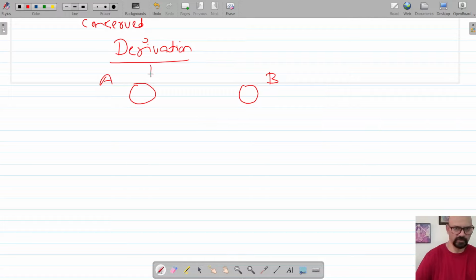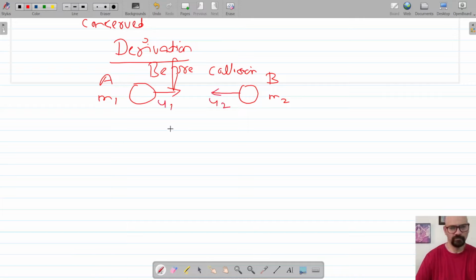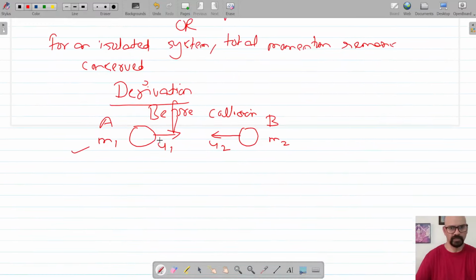So this is the system before collision, and let's say the mass of this body is m1, the mass of object B is m2, and A is moving towards B with initial velocity u1, and B is moving towards A with initial velocity u2. So here this is the situation before collision, and now let's say these two bodies collide.